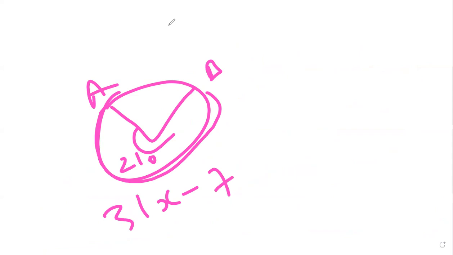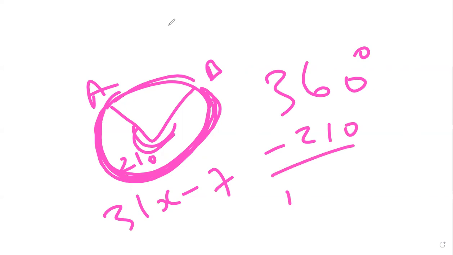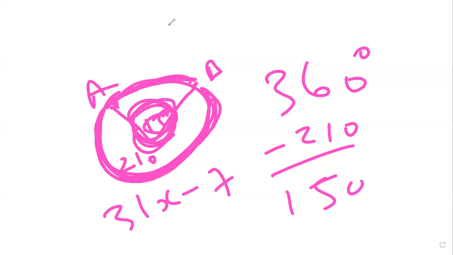You could solve this two ways. Remember that the entire circle is 360 degrees. If all of here is 220 degrees, then what would this be? All I need to do is subtract 220 from 360, and that gives me 150. So here is 150 degrees, and remember that the intercepted arc is always equal to the central angle. So this arc is also 150 degrees. Now, if I want to find x, I could do this two ways.